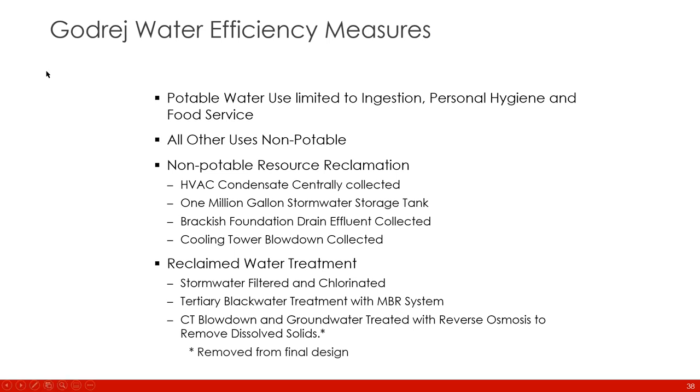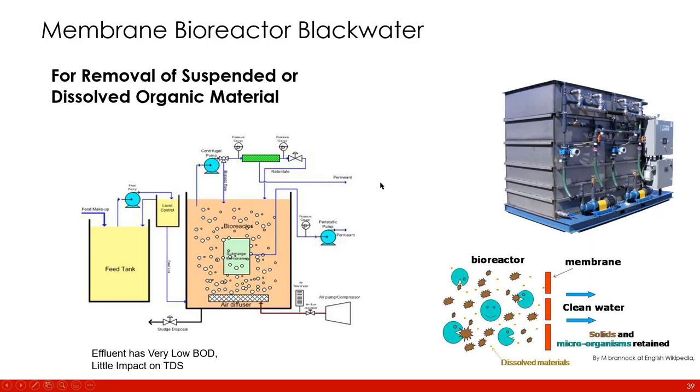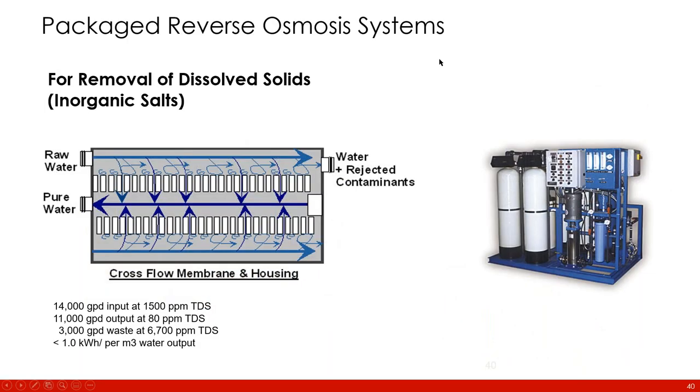And then we were going to have our reclaimed water treatment. The stormwater would be filtered and chlorinated. The tertiary black water treatment would use a membrane bioreactor system. We'd have cooling tower blowdown and groundwater treated with reverse osmosis to remove the dissolved solids. This latter measure was removed from the final design after I left the project. So here we have our membrane bioreactor treatment for the black water. Here we have our package reverse osmosis system.